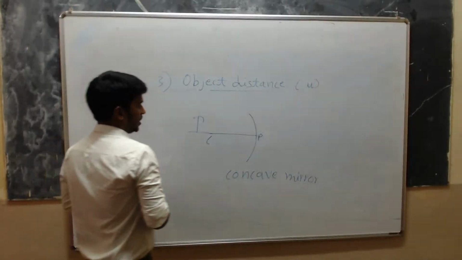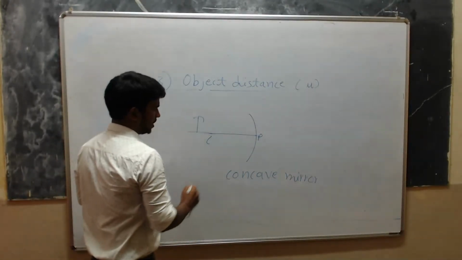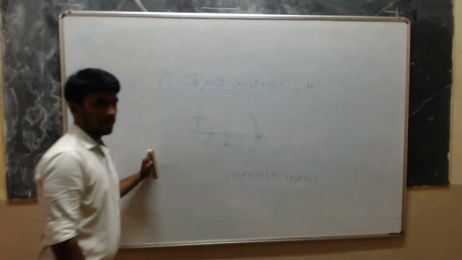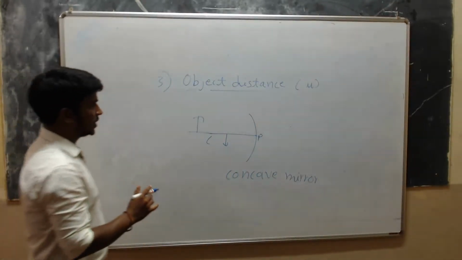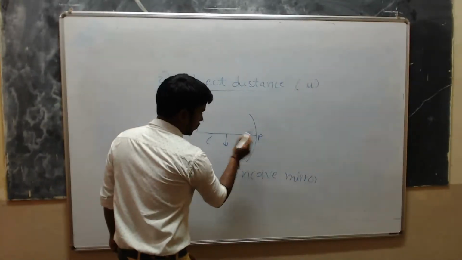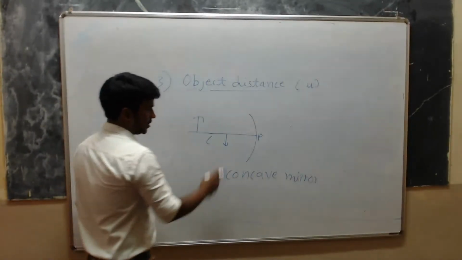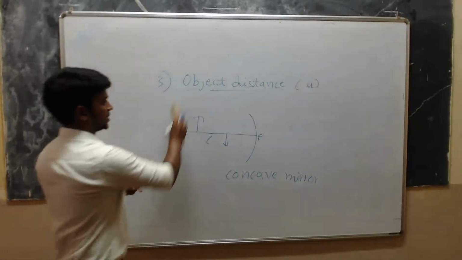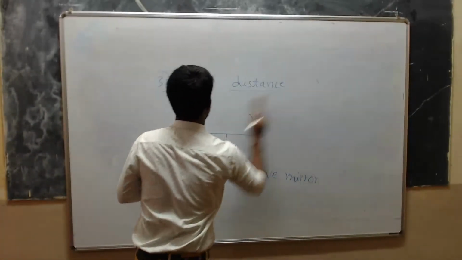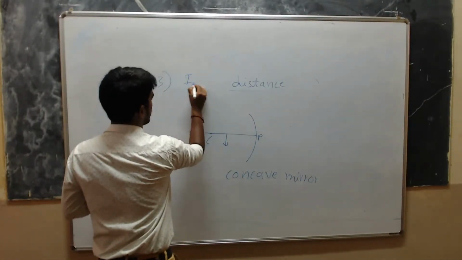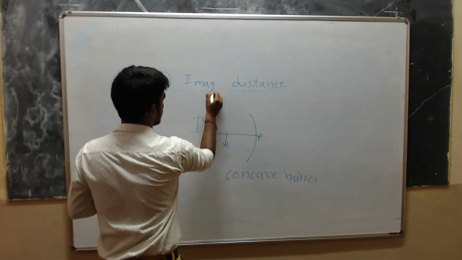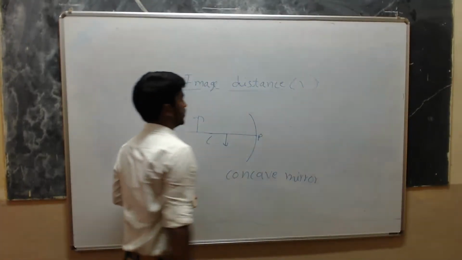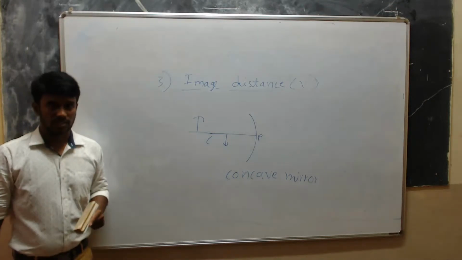Next, suppose I keep the object here, so I will get the image here. Just imagine I will get the image here. The distance between this image and the pole of the mirror is called the image distance. We use small v to represent the image distance.